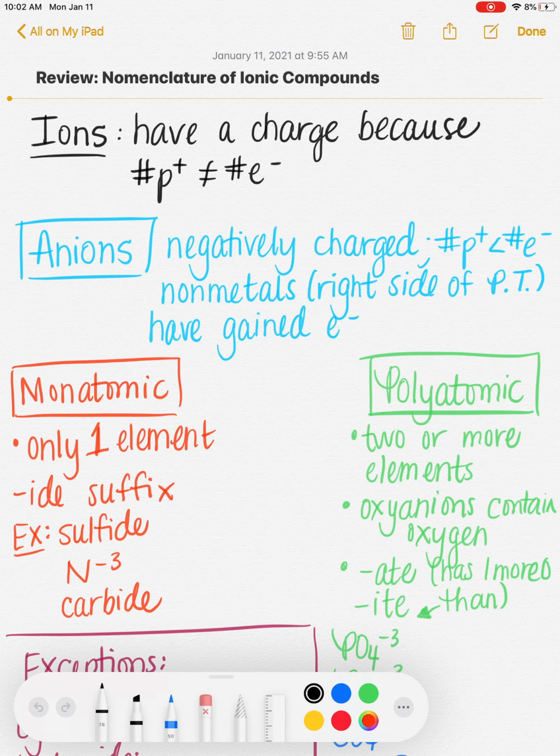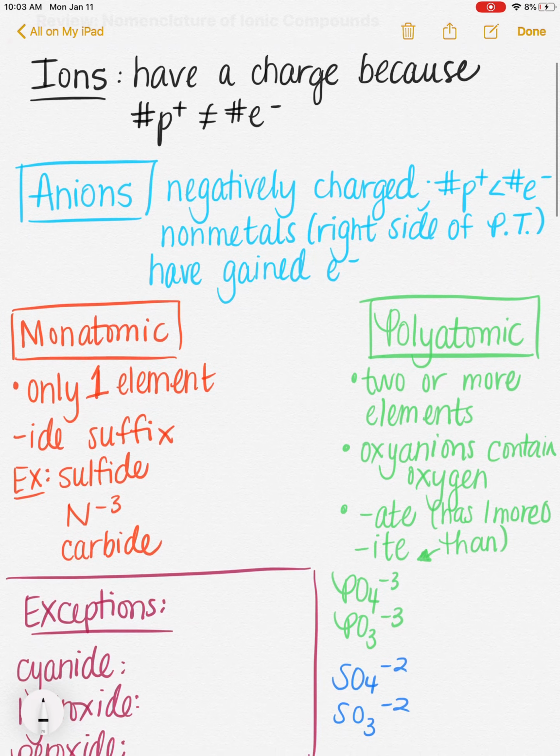There are two main categories of ions. The first is anions, and the second is cations. Let's begin by focusing on the anions. So some general information about anions.